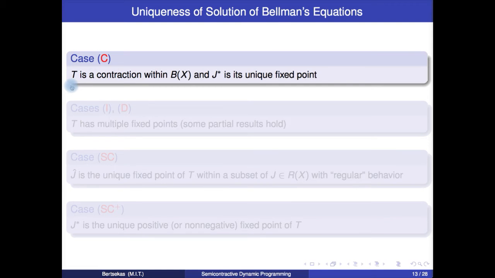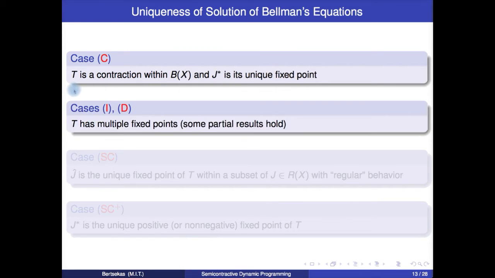Let us now elaborate and summarize the issue of uniqueness of solution of Bellman's equation. For the contractive case, T is a contraction within the set of all bounded functions over X, and J star is its unique fixed point. Bellman's equation has a unique solution. In the monotone increasing and monotone decreasing cases, Bellman's equation has J star or J mu as a solution, but it may have multiple fixed points.